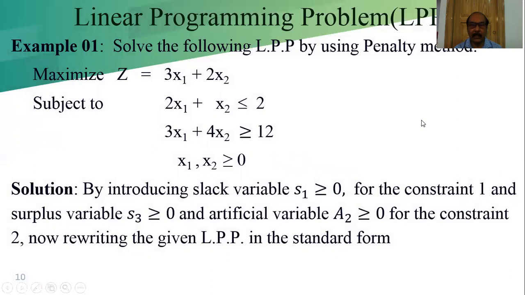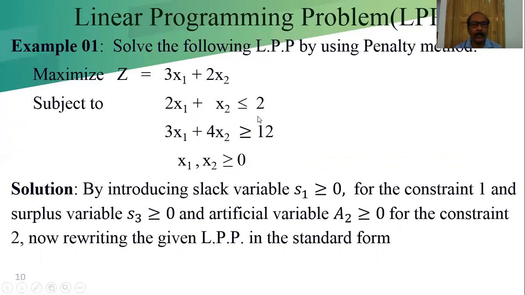Let us consider an example. Solve the following LPP by using the penalty method, or we can call it the Charnes method, or the Big M method. Maximize Z equals 3x1 plus 2x2, subject to 2x1 plus x2 less than or equal to 2, 3x1 plus 4x2 greater than or equal to 12, x1, x2 greater than or equal to 0. In this case, the second constraint is of greater than or equal to type.